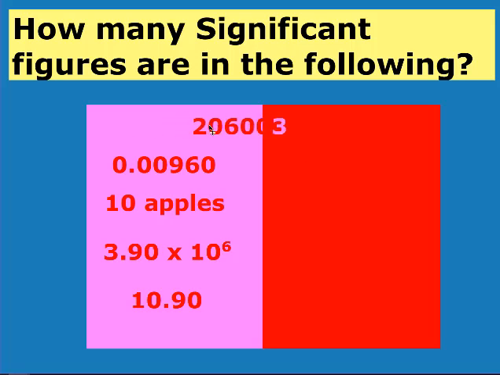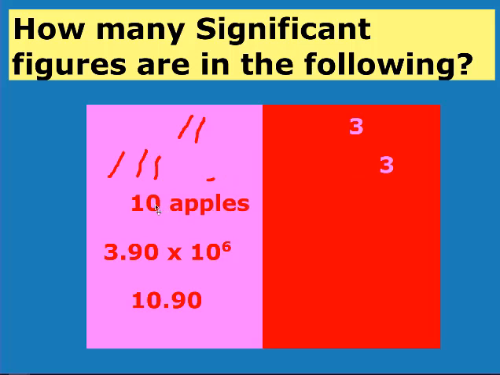So the first one you should have said was 3. The 2 at the end do not count because there was not a decimal. So we have 3 sig figs. The second one, leading zeros didn't count, but there's a decimal, so the 0 at the end should have counted. Therefore, we have 3 sig figs. The next one was an infinite number because that was counted.